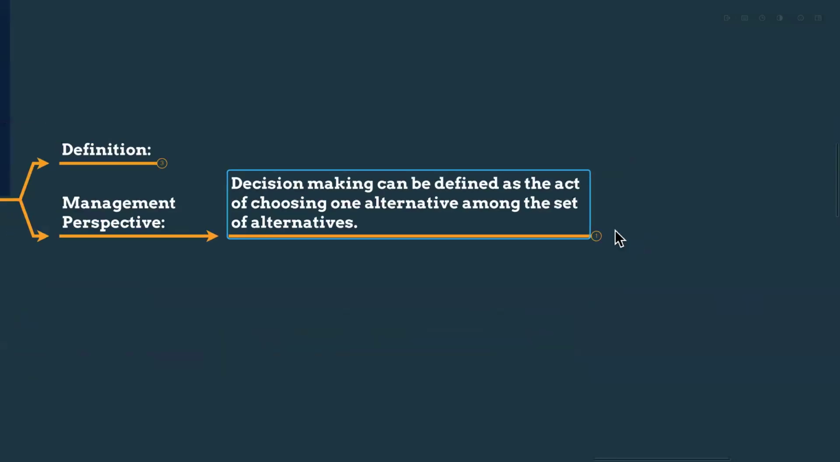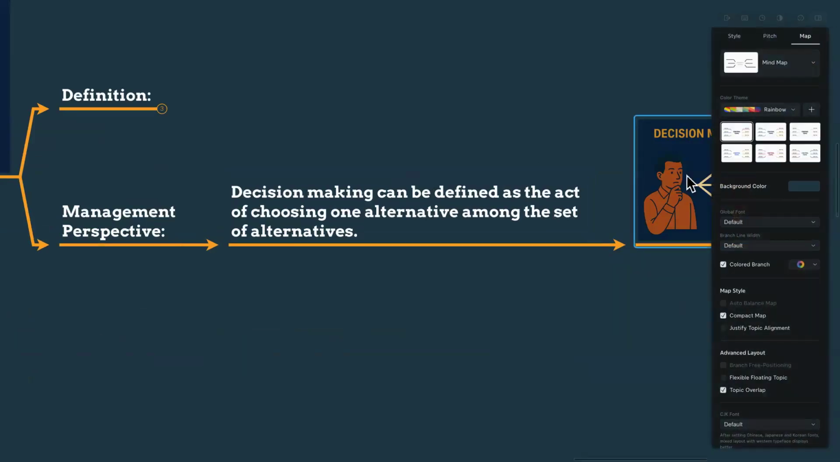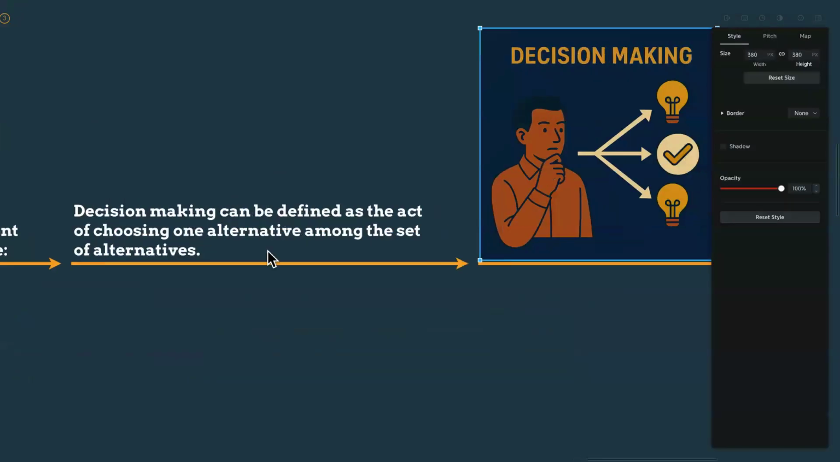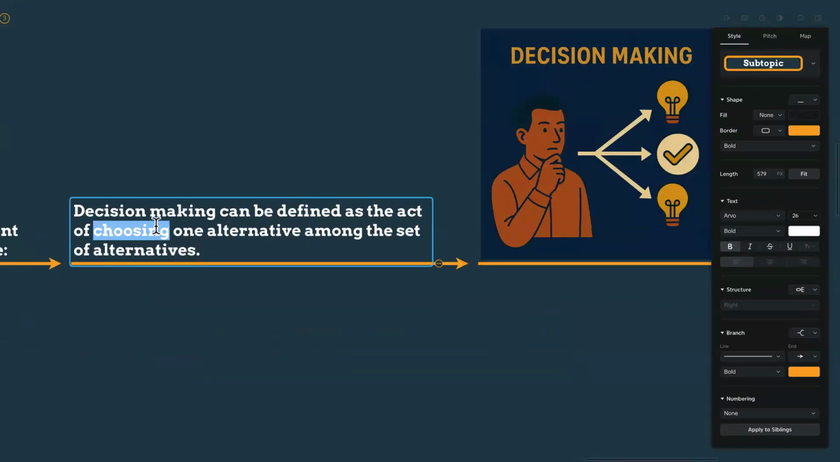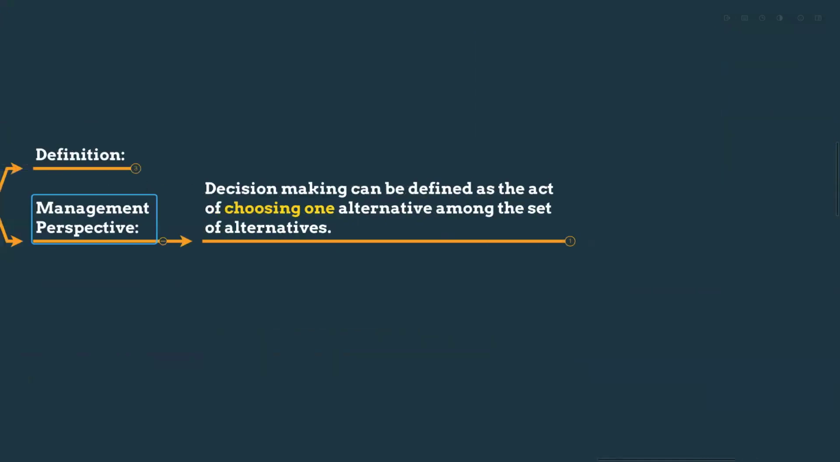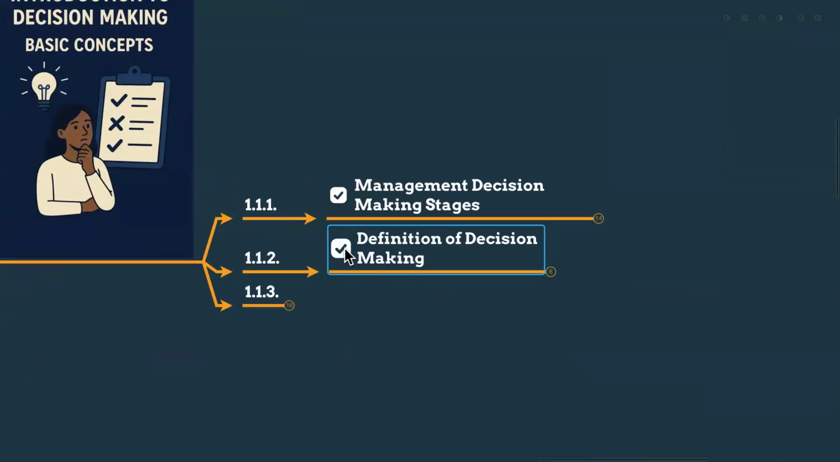So decision making can be defined as the act of choosing one alternative among a set of alternatives. So choosing one, that's an important word here. You will have alternative options like in the picture. You can have three alternatives. You have to choose only one. Right? So choosing one from the alternatives is simply the decision making process.